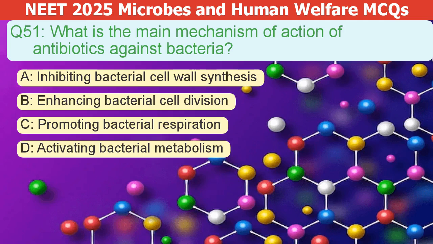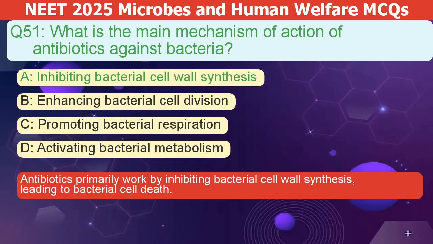What is the main mechanism of action of antibiotics against bacteria? A. Inhibiting bacterial cell wall synthesis. B. Enhancing bacterial cell division. C. Promoting bacterial respiration. D. Activating bacterial metabolism. The correct answer is A. Antibiotics primarily work by inhibiting bacterial cell wall synthesis, leading to bacterial cell death.